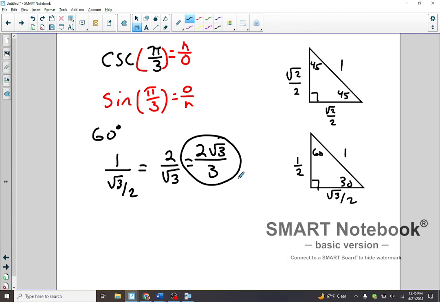Wait, why is it 1 over root 3 over 2? It is 1 over root 3 over 2. So we figured out 60 degrees. At 60 degrees, my opposite is root 3 over 2 and my hypotenuse is 1. So it's hypotenuse over opposite, 1 over root 3 over 2, which is 1 over sine. You could also see it like that perfectly fine.